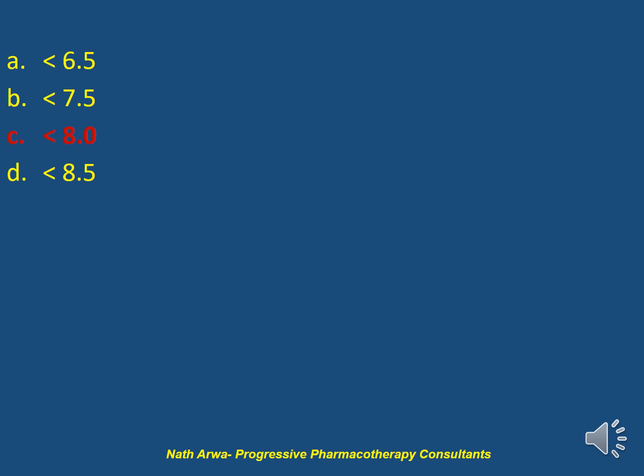Now, the below 7 goal is meant for non-elderly adults as per the ADA guidelines. Now, the below 6.5 goal is for healthy non-elderly patients according to the AACE/ACE guidelines. So I would be more comfortable with choice C.